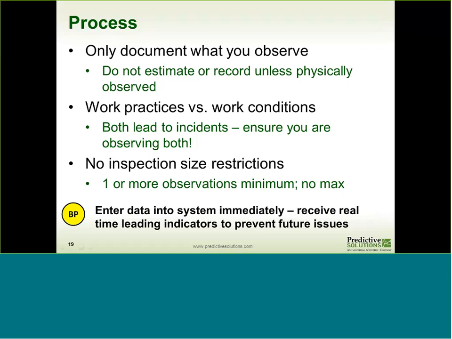Okay? The next thing is you want to look at both work practices and work conditions. Both lead to incidents, and make sure you're observing both. You don't have to have a specific behavior-based checklist or a specific condition-based checklist. Fall protection is a great example. If you see people working exposed to falls, you can go out and see, are they tied off, are they wearing their harness? Those are behaviors. But you can look at the conditions too. Everything from guardrails, the passive systems, to proper anchorage points and things like that. So you want to look at practices and conditions.